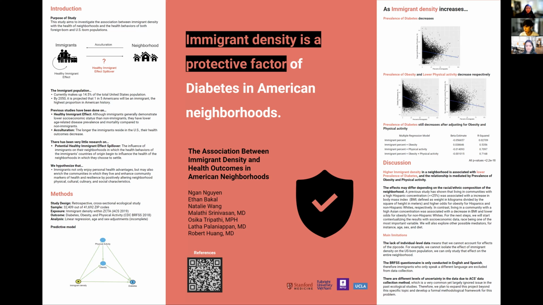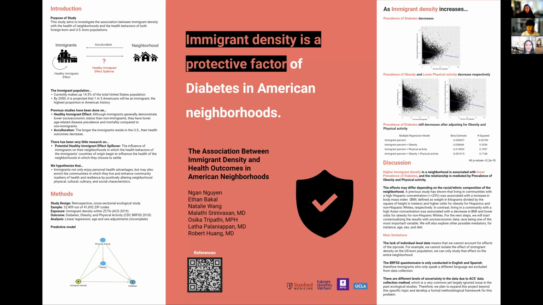We also wanted to adjust for obesity and physical activity for prevalence of diabetes. So we ran a multiple regression model and ultimately found that even when we have immigrant percent plus obesity plus physical activity, there is still a negative correlation with prevalence of diabetes. And so we identify immigrant density as a protective factor of diabetes, and the relationship is mediated by obesity and physical activity. The effects may differ depending on the racial or ethnic composition of the neighborhood.